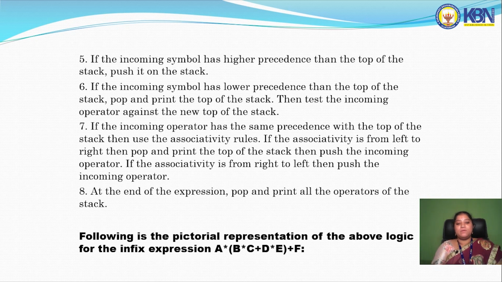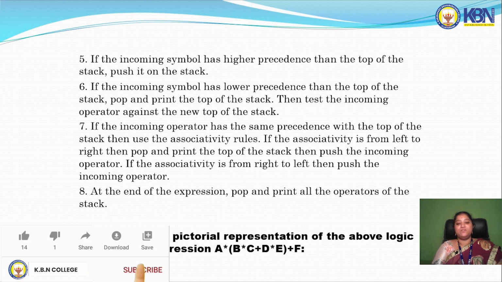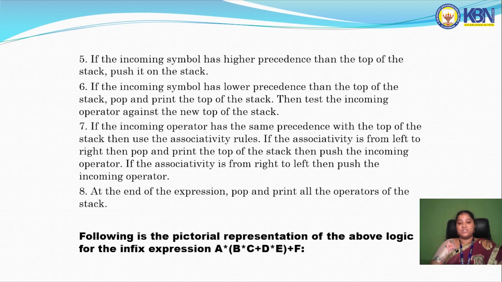If the incoming operator has the same precedence as the top of the stack, we use the associativity rules. If the associativity is from left to right, then pop and print the top of the stack, then push the incoming operator. At the end of the expression, pop and print all the operators of the stack.